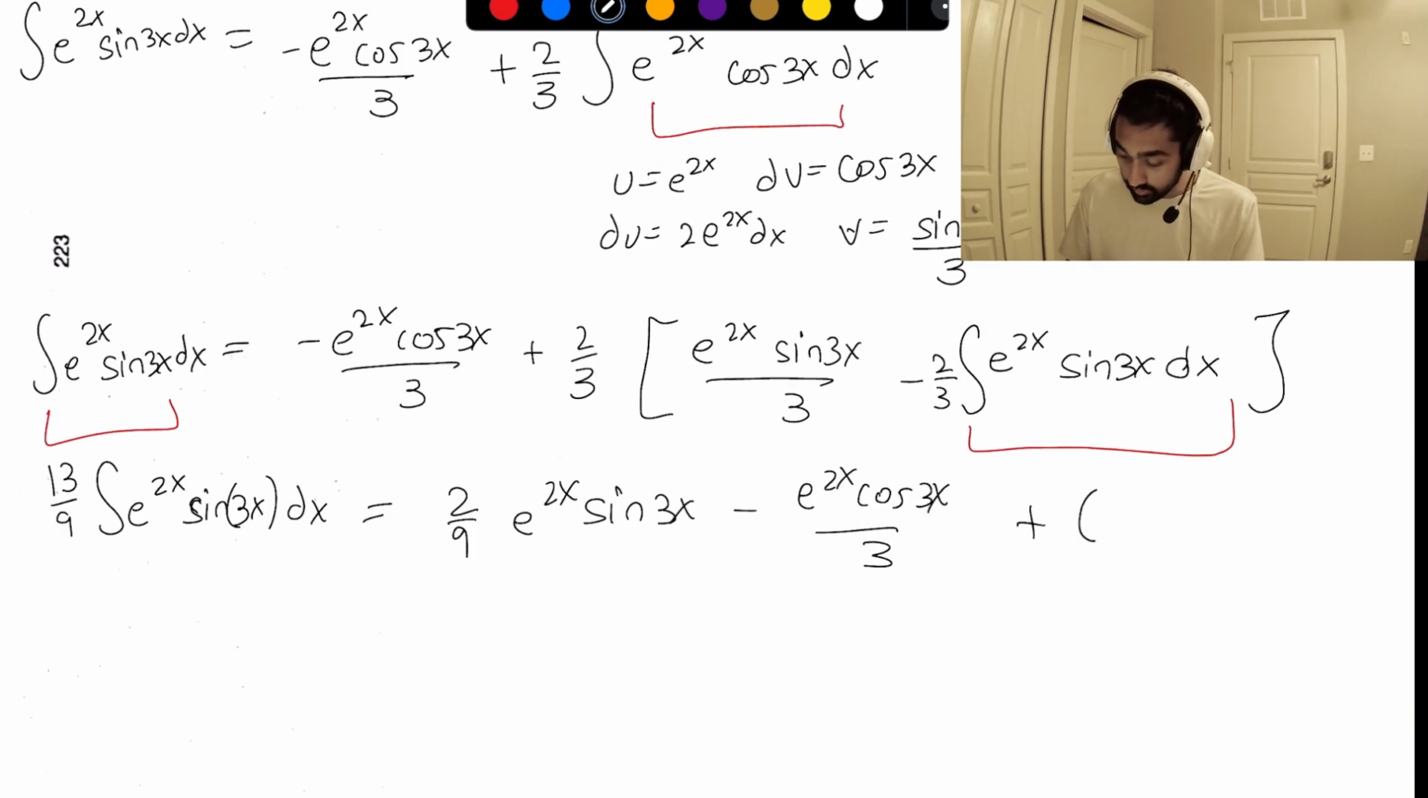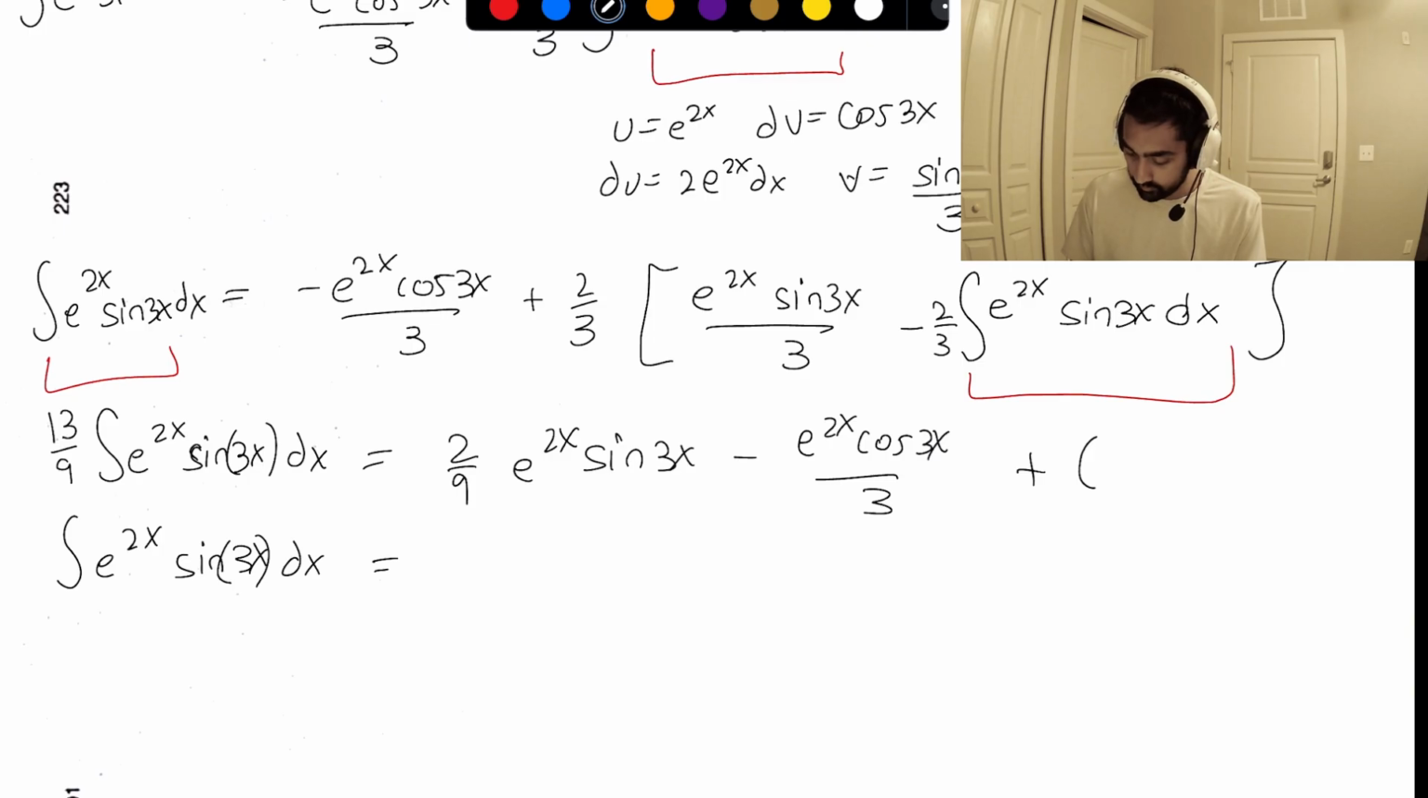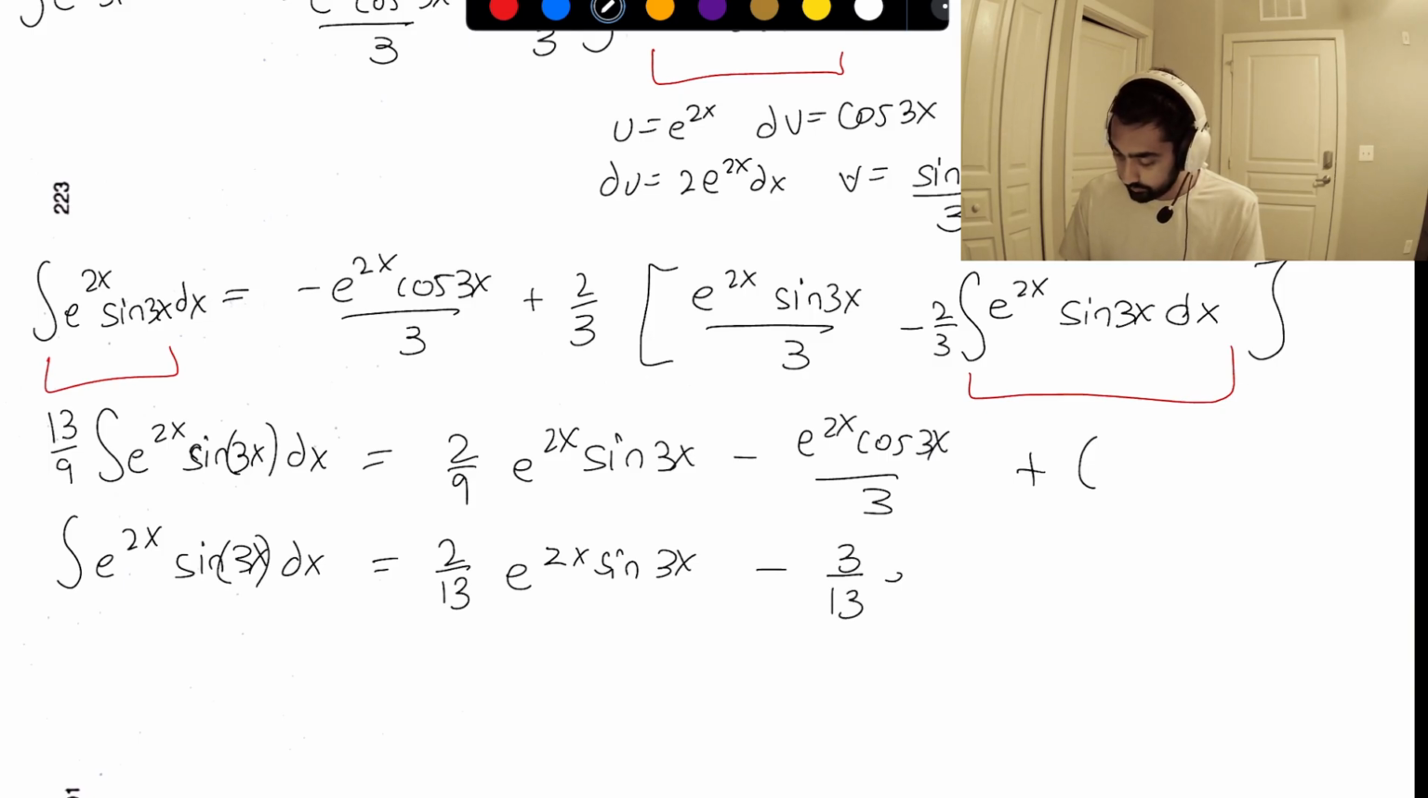And then of course the last step will be to multiply by 9 over 13, so I got the integral of e to the 2x sine 3x dx is equal to 2 over 13 e to the 2x sine 3x minus 3 over 13 e to the 2x cosine 3x plus another constant c.